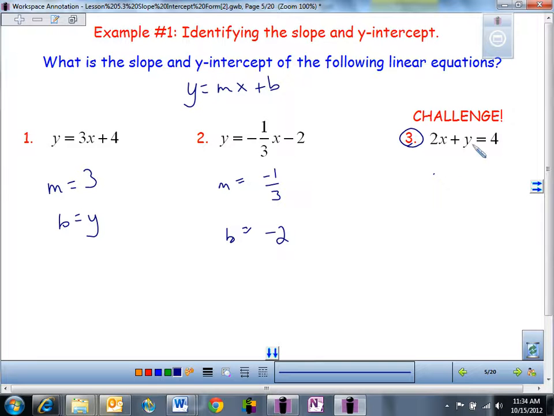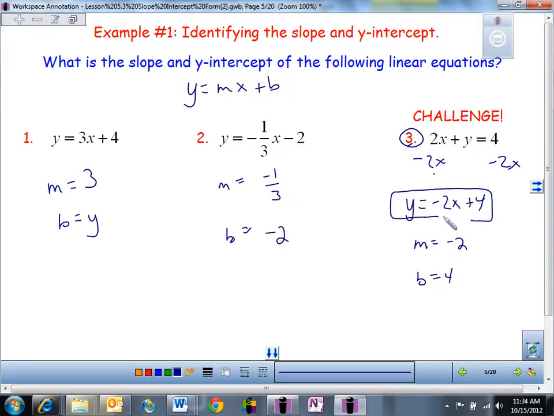So you should be saying, oh, y is not by itself. So we have to make it look like y equals mx plus b. So we're going to subtract 2x. Then we get y equals negative 2x plus 4. And now we can see our m is negative 2 and our b value is 4. So first you had to have y by itself before you could find your m and your b.